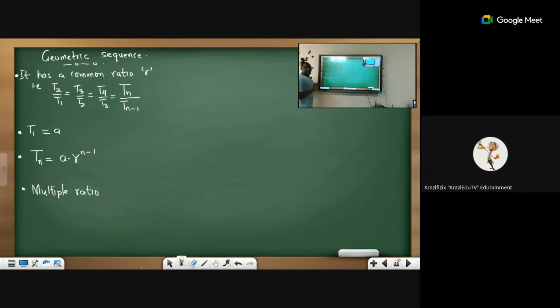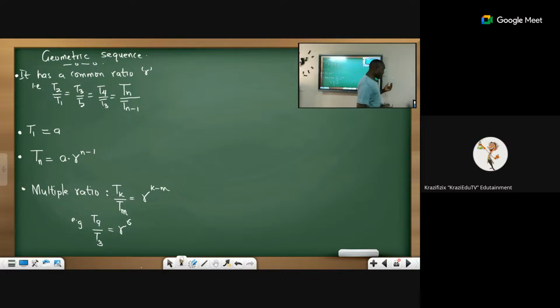We did multiple difference. Remember T5 minus T3 and whatnot. Let me try to prove the multiple ratio for you. Let me write the formula first. Tk over Tm will be equal to R to the power k minus m. Example: T9 over T3 will be equal to R to the power 6. There are 6 ratios, just like the way we did multiple difference.